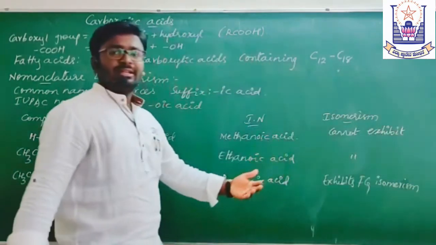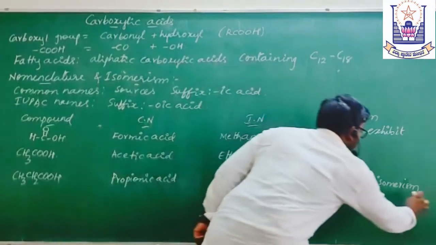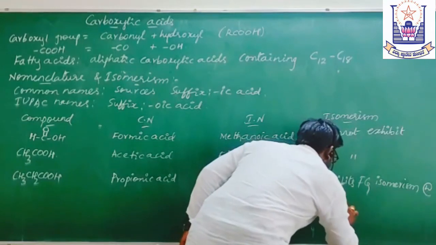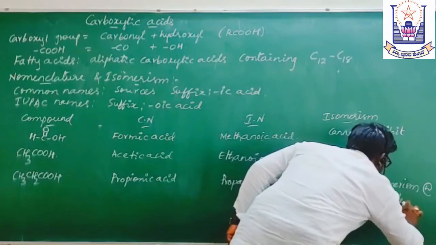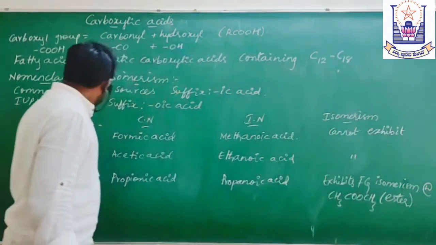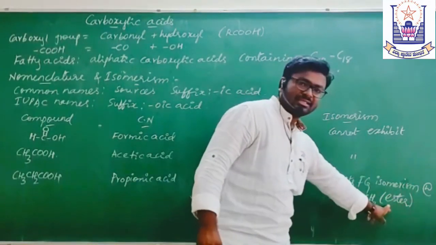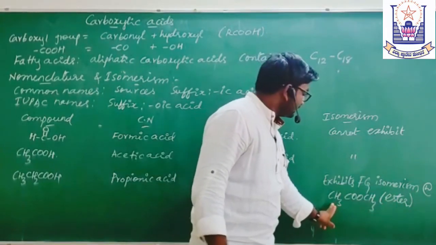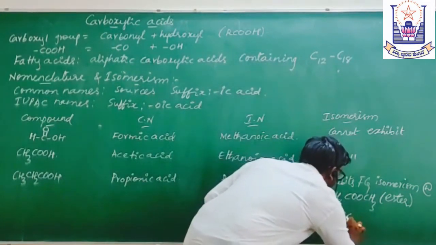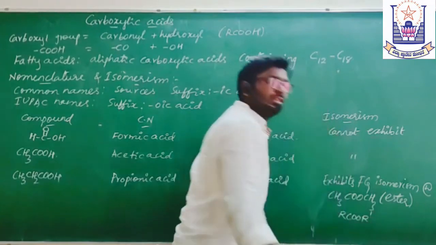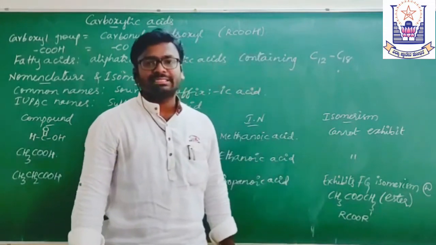And what will be that isomer? Take CH3COOCH3. This is an ester. Propionic acid exhibits functional group isomerism with this ester. What is its general representation? RCOOR dash. Such types of compounds are called esters.